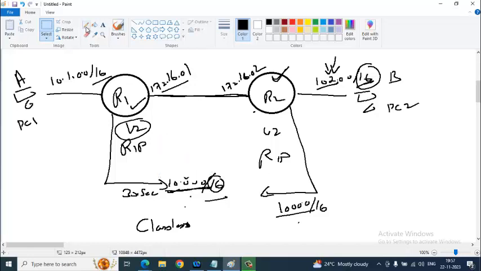That is okay. But if you say no auto-summary, what is the command? No auto-summary. When you say that, then it will advertise 10.1 and 10.2. Did you understand the difference between classful and classless? Version 2 is classless. Version 1 is classful.